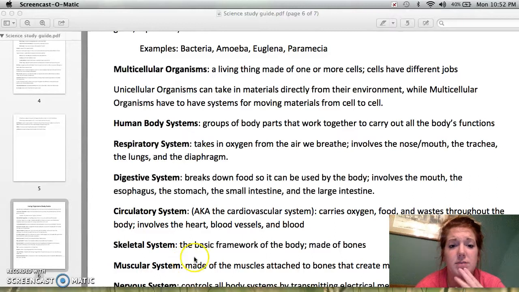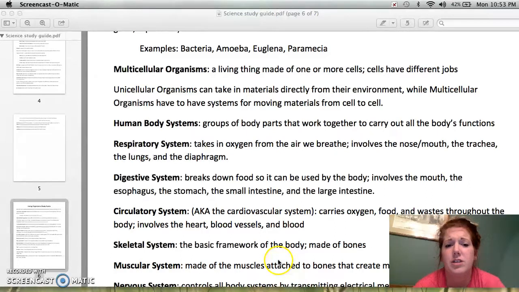The skeletal system is the basic framework of the body. It's made up of bones. And you're kind of thinking like, duh, but it has lots of jobs. It protects your vital organs. It gives your body its overall structure, so you're not just a pile of blah. It's responsible for creating your blood cells within your bone marrow. It has a lot of important pieces within here, more than just providing you with structure.